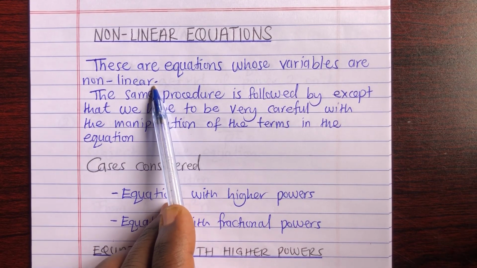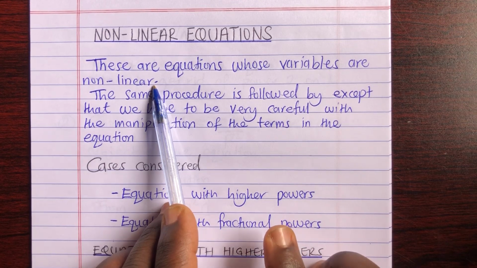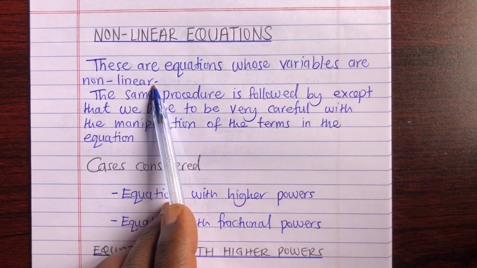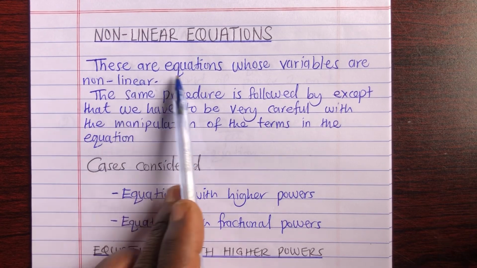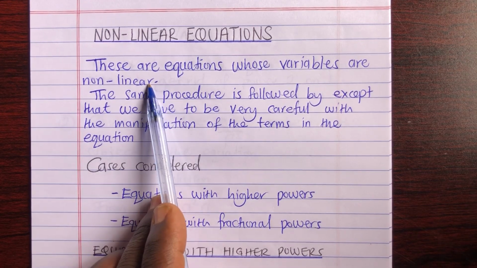The variables being nonlinear means they are raised to certain powers more than 1, because linear equations are having variables raised to 1 as their powers. So in nonlinear equations, we expect to deal with formula having variables with powers more than 1. That's what we mean by nonlinear.